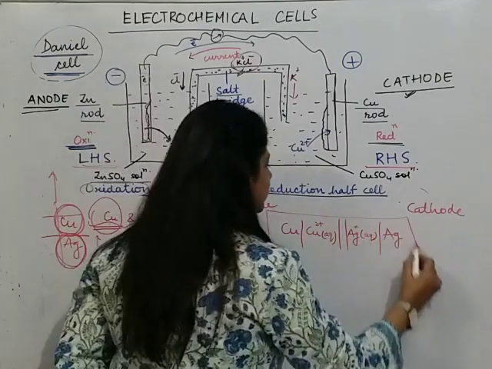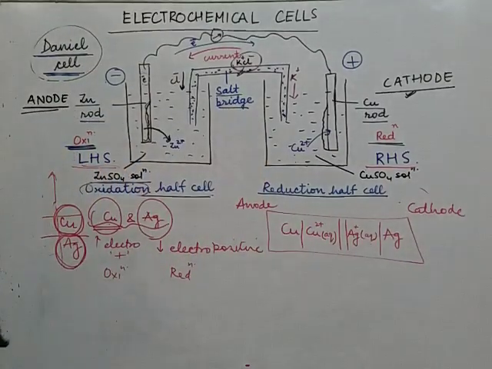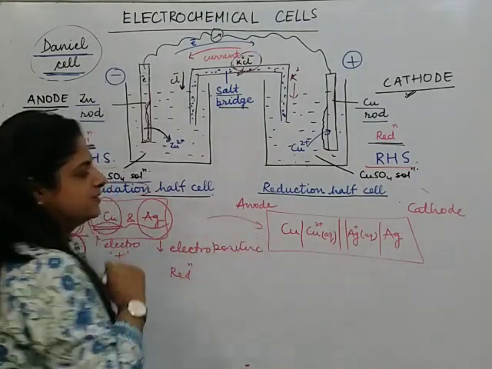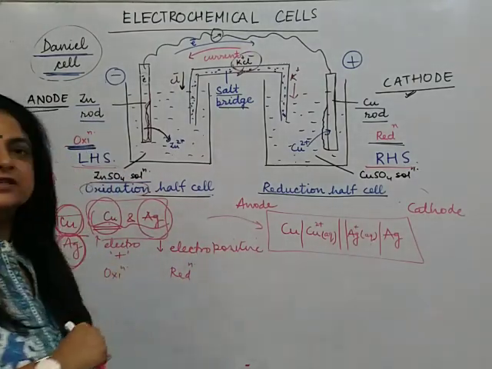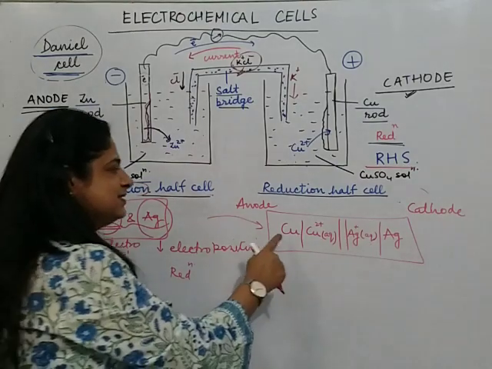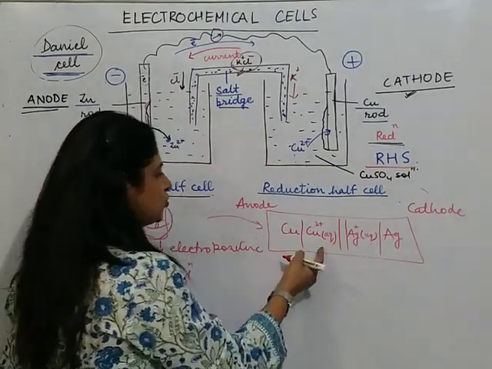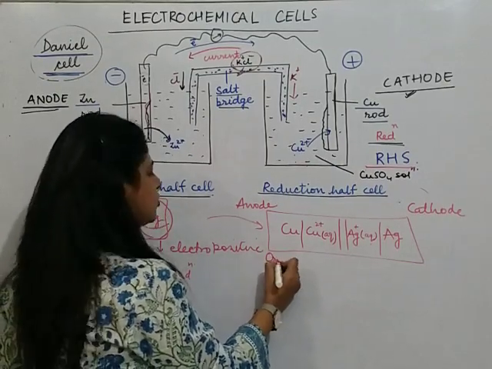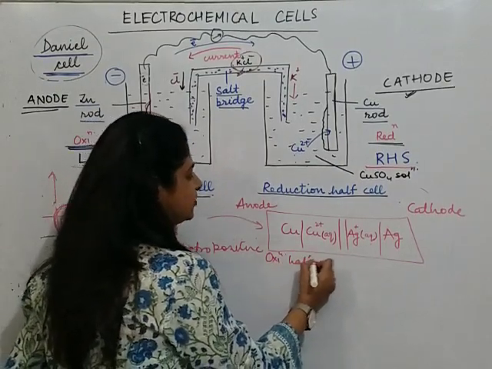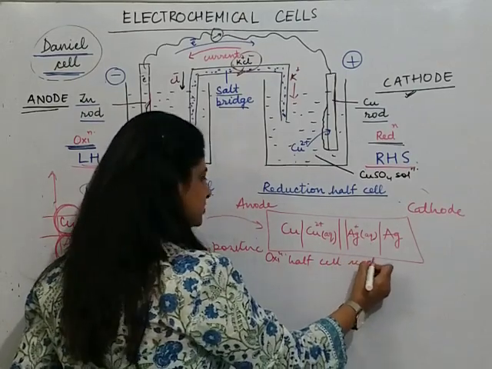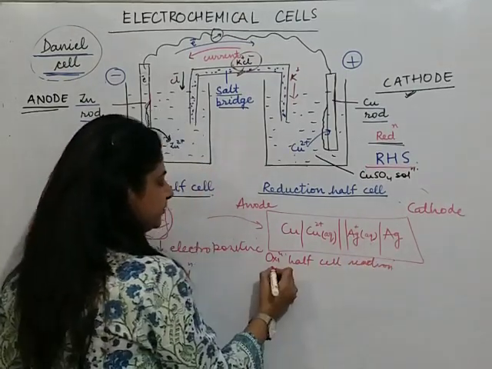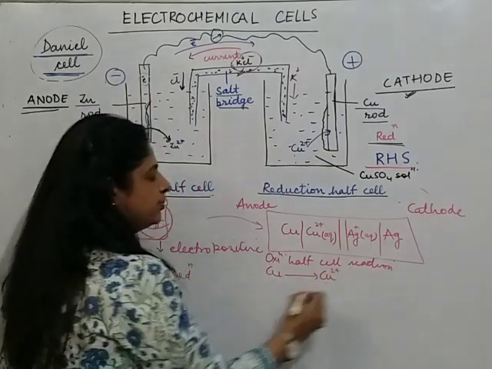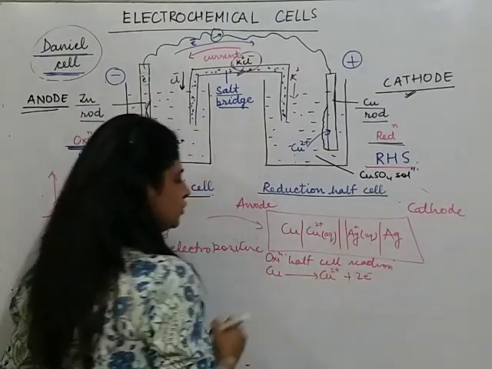This is the cell notation that would be formed. This is the cell that would be formed by using these two metals. And what would be the cell reaction for this? Since copper is getting oxidized, copper is anode. What would be the anode half cell or oxidation half cell reaction for this? It would be copper getting oxidized to copper ion, losing electrons.